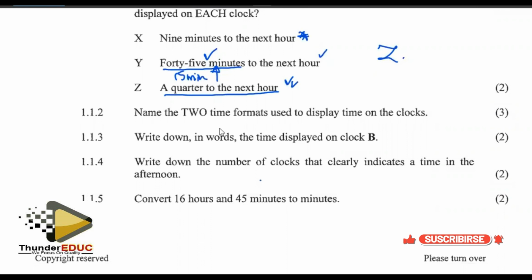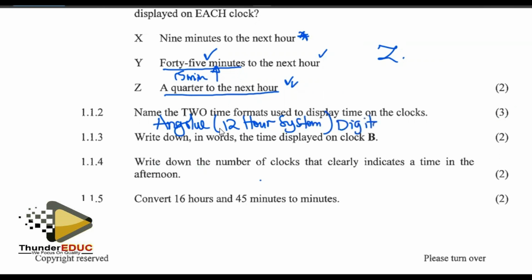You either call it analog, which is the same as 12-hour system, or you can call it digital, which is the same as 24-hour system. All right. But you have to remember, in analog, this is where we have AM and PM.